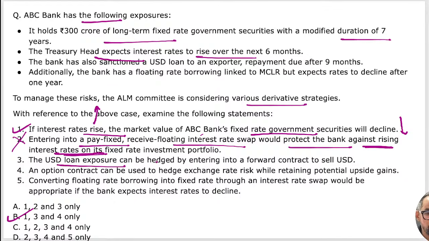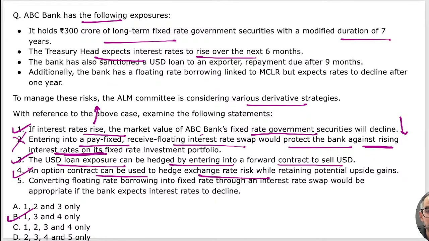USD loan exposure can be hedged by entering into a forward contract. Let's say a bank has some USD loan, so if they sell US dollar forward, say they have a 10 million US dollar loan, and if they sell the US dollar, it will hedge the position against the currency movements. An option contract can be used for hedging purpose. That is the same thing you can do with options.